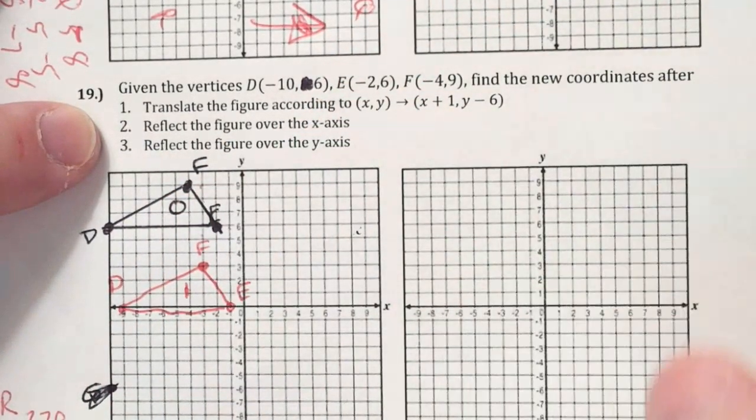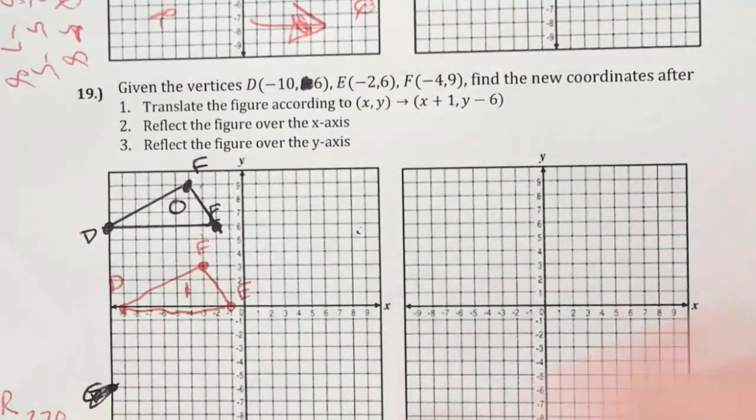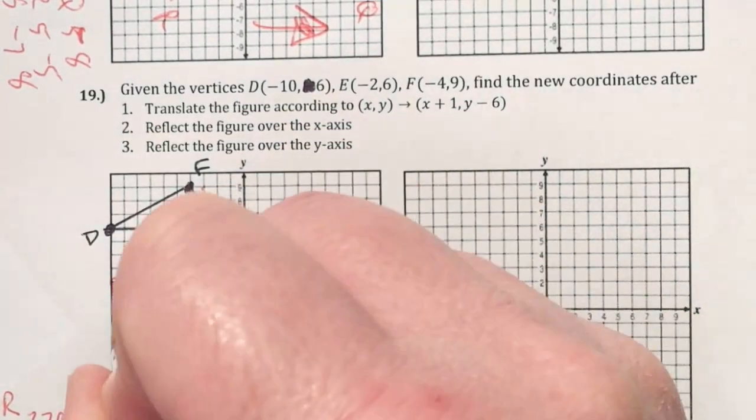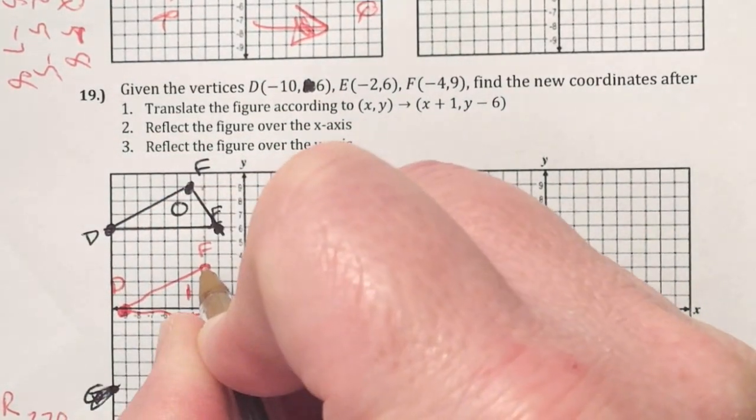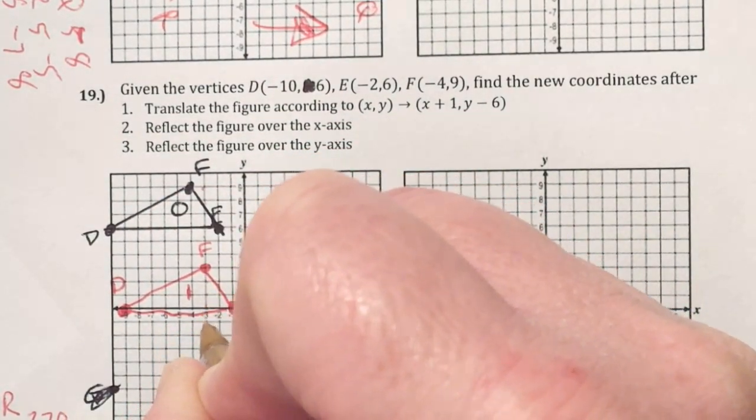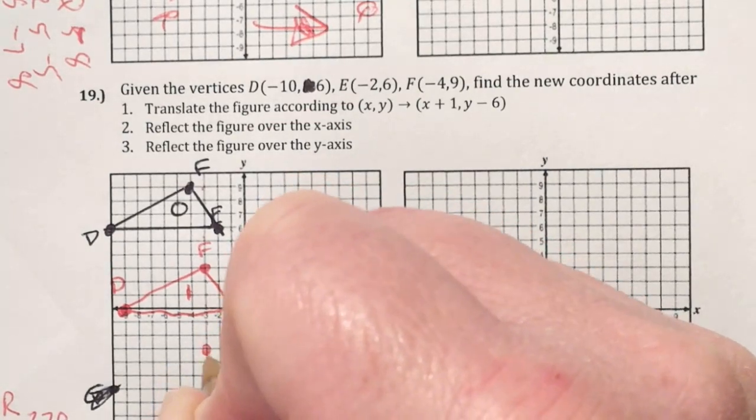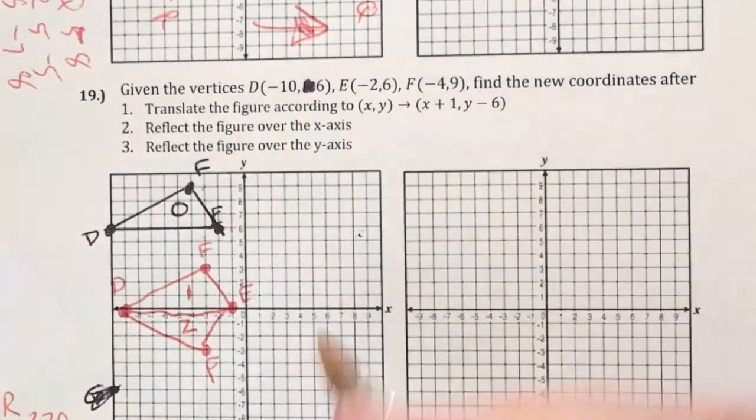Then it needs to reflect over the x-axis. All right, so the x-axis is right there. So when I reflect this, D would stay in the same place, E would stay in the same place. 1, 2, 3, 1, 2, 3. So my F would be right here. That is my second action.